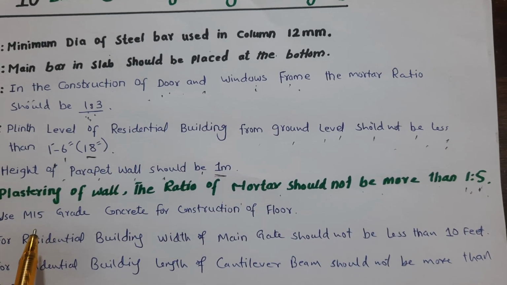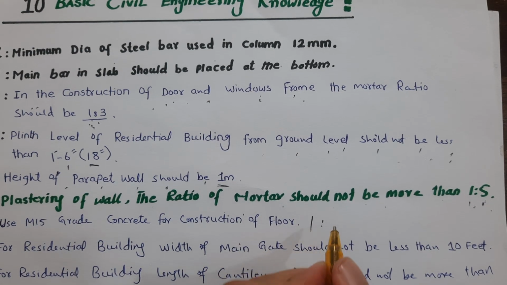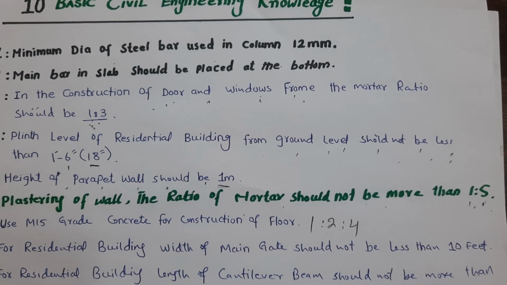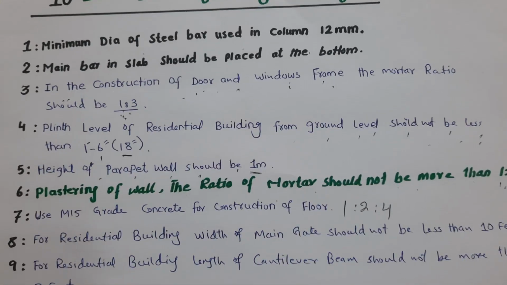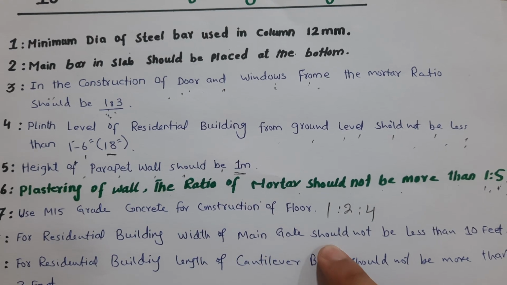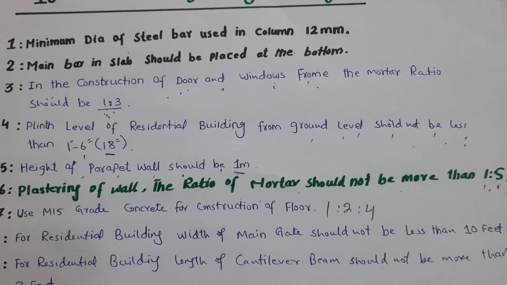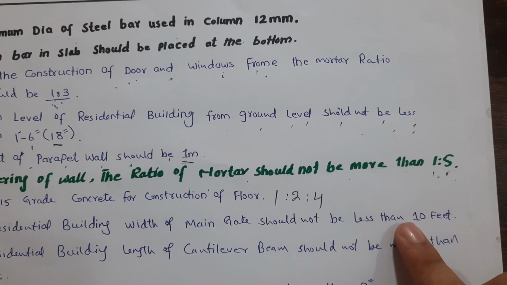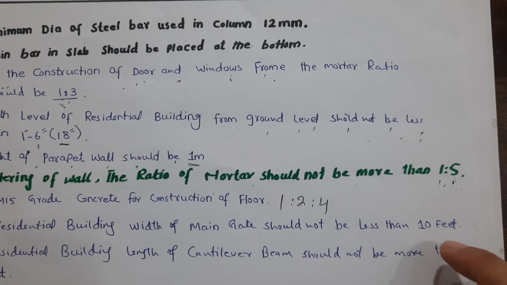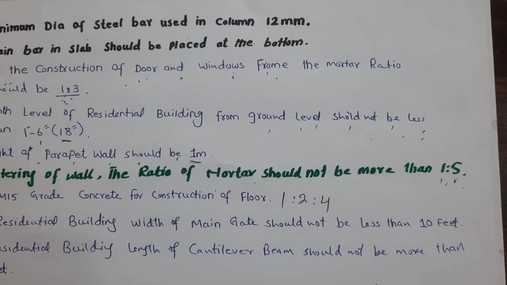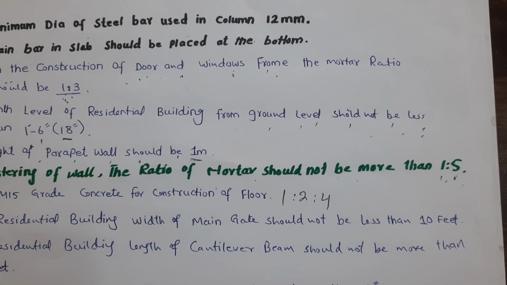Okay, use M15 grade of concrete for construction of floors, which has the ratio 1:2:4. So use M15 grade concrete. The next one, for a residential building, the width of the main gate, which you can use for the entrance of a car, etc., should not be less than 10 feet for a normal residential building. This is the minimum width of the main gate, but you can use 12 feet, 14 feet, or 15 feet. It depends on the location, and also on the street, etc.